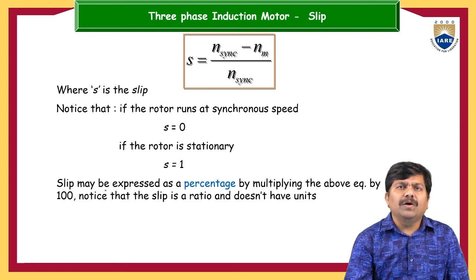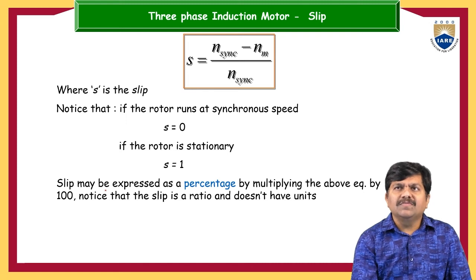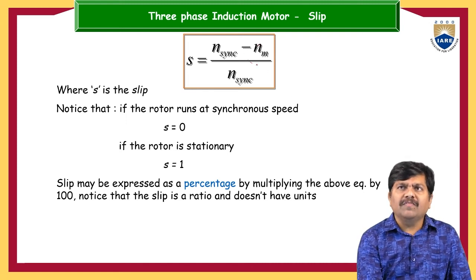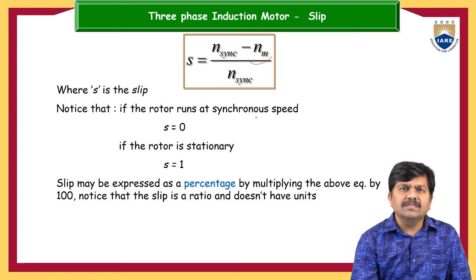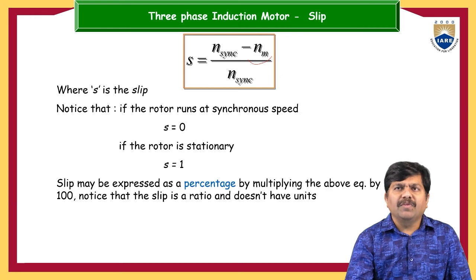The second case is if the rotor is stationary. Why am I taking these two impossible cases? With the help of these two simple cases, we can predict the minimum and maximum values of the slip. If the rotor is stationary, the rotor speed is 0, so N synchronous over N synchronous becomes 1. Slip may be expressed as a percentage by multiplying the above equation by 100. So the minimum value of slip is 0 and the maximum value is 1.